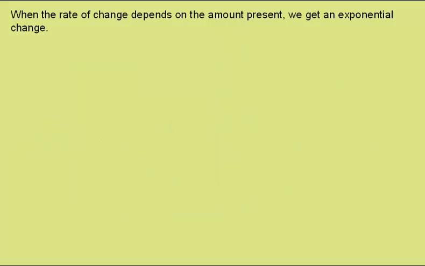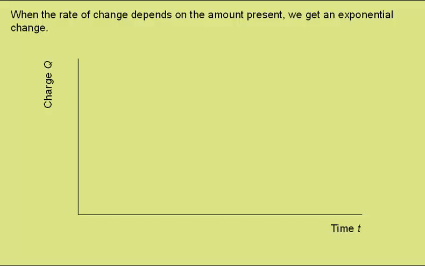In any circumstances, when the rate of change of a property depends on the amount present, we get an exponential change. So in this case, the graph of charge against time would show an exponential decay, something like this. This is the charge stored on the capacitor.